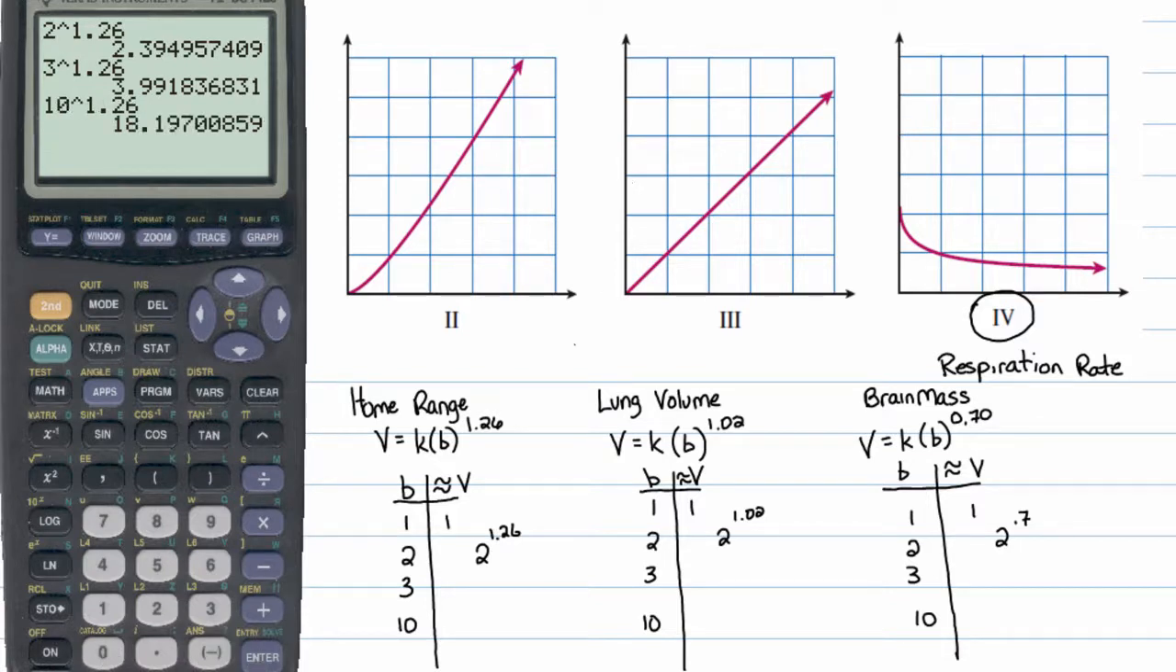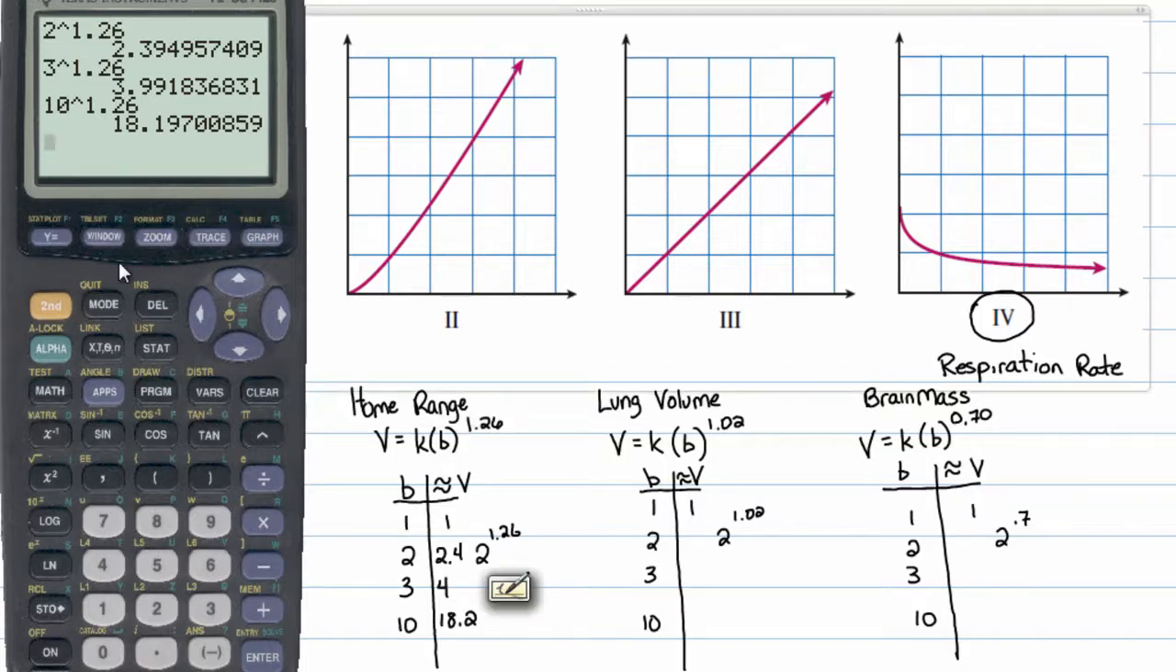So this is what I get for the home range. This might be in miles or something like this. 2.4 if their body mass is 2. If we increase the body mass to 3, the home range increases to 4 miles, let's just say. And if we increase the body mass to 10, whatever that means, the home range will increase to 18.2. That basically means the larger the animal, the more daring they are, the further out they go.